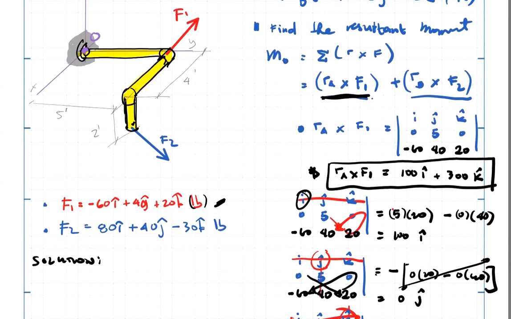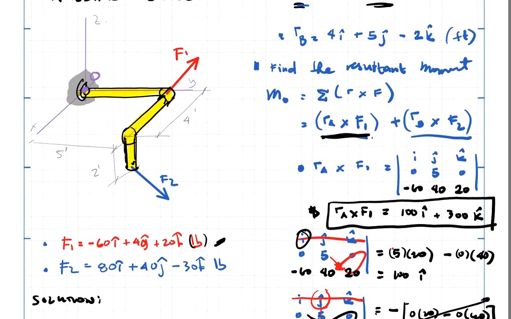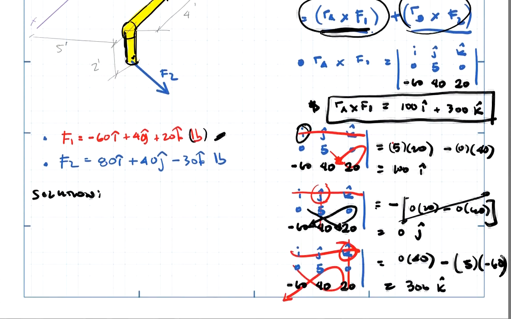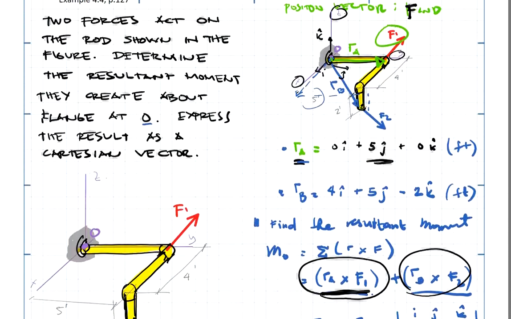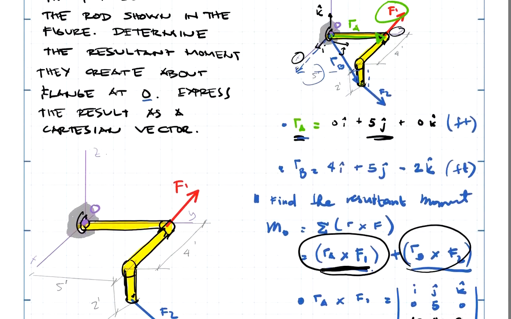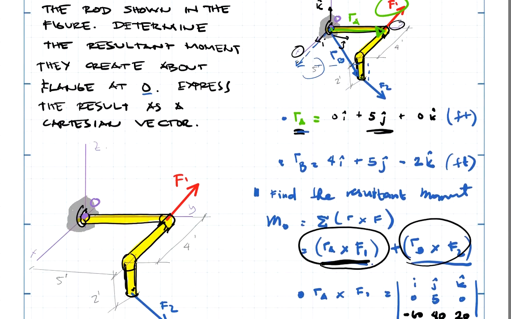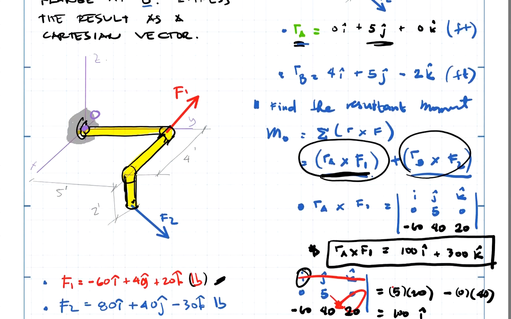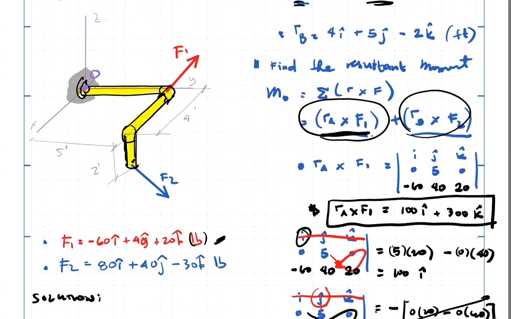Okay, so we already knew the value for this one. So we still need to know the value of RB cross F2. Since we don't have enough space, let us proceed to another paper. So let me copy first this one, the value of F2. Copy.